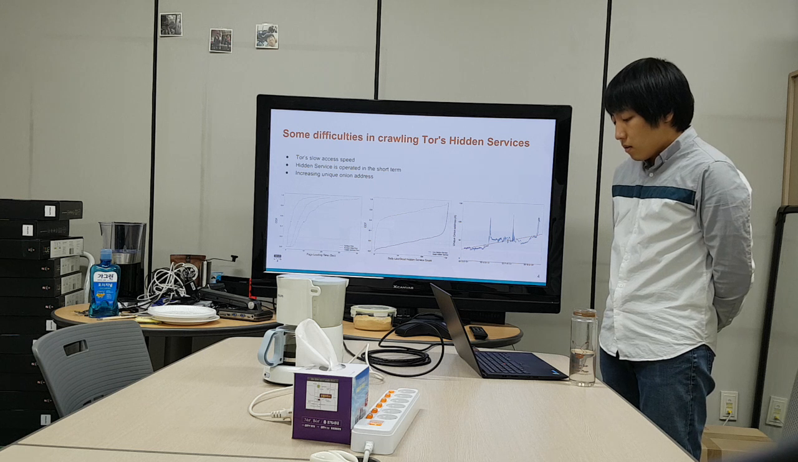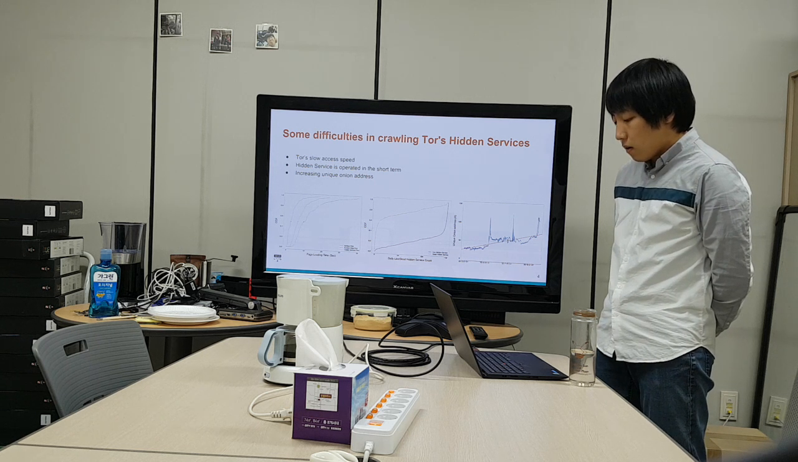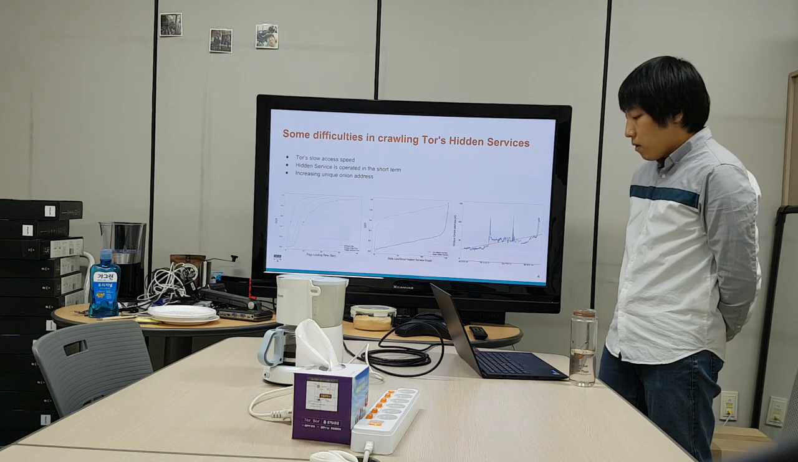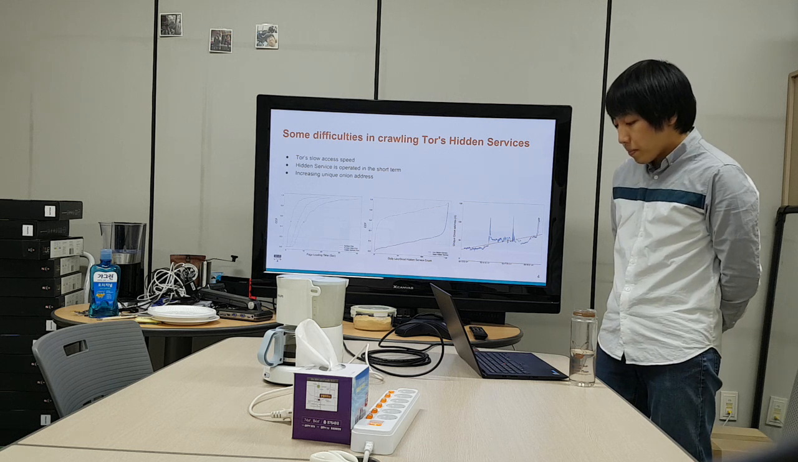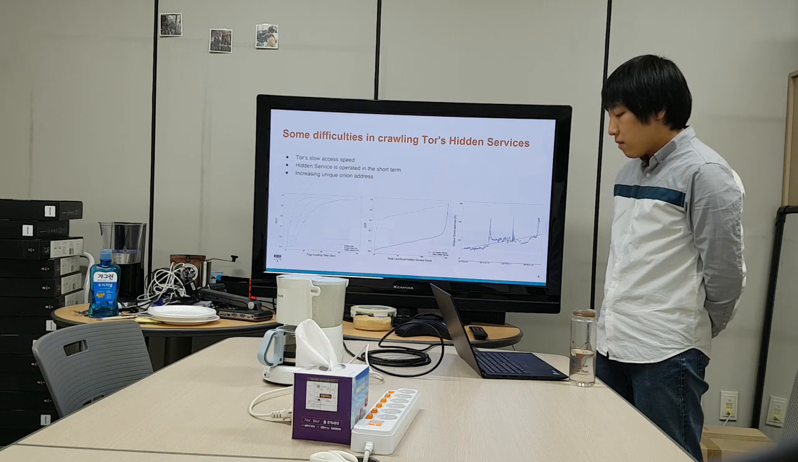Third, the number of unique onion addresses increases. Tor is increasing in number of users and services. This means we need to crawl more hidden service pages.